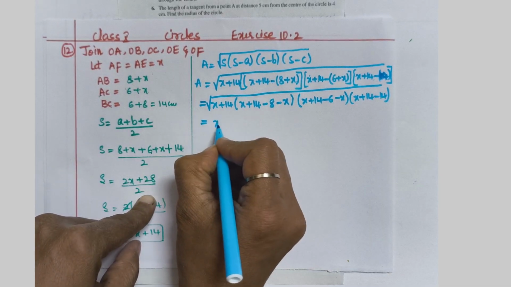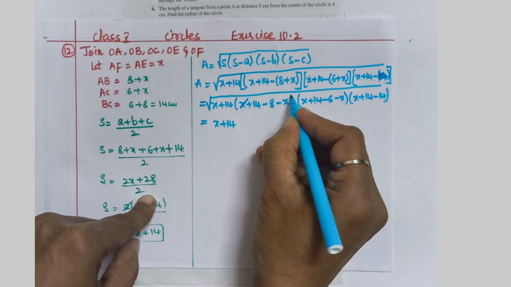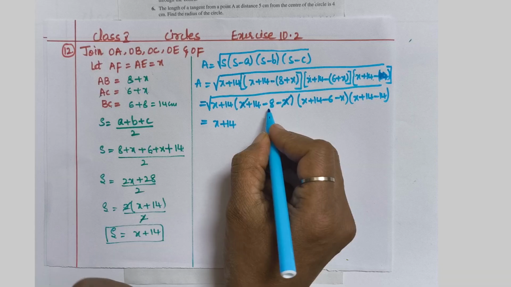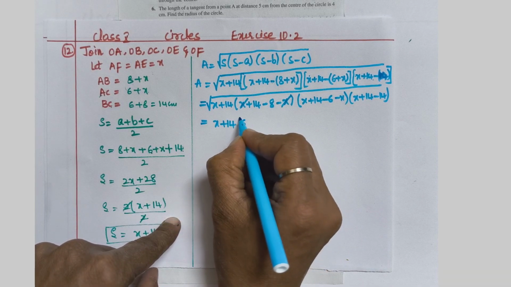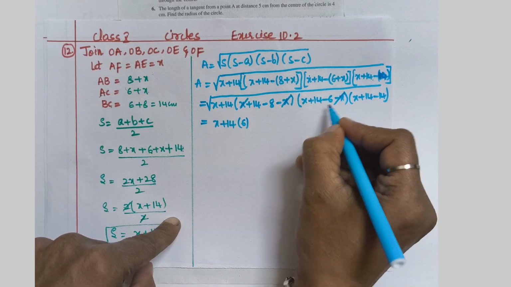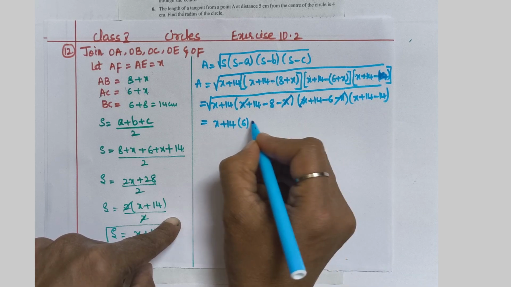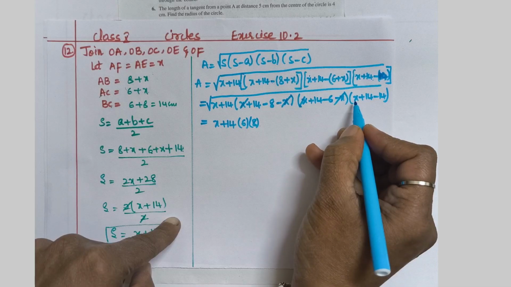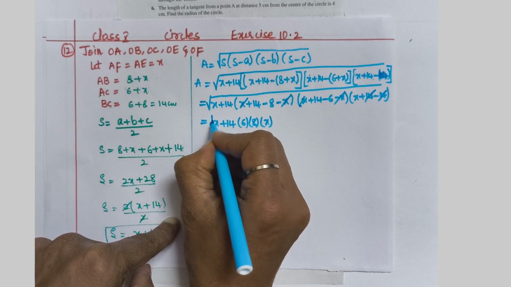Now see here, X plus 14. Is there any chance to cancel? See, this cancels. Now 14 minus 8, what do you get? 6. Keep 6 on one side. Next, this cancels. 14 minus 6, you will get 8. Into 8. Next, what remains here? This cancels. X remains under root.